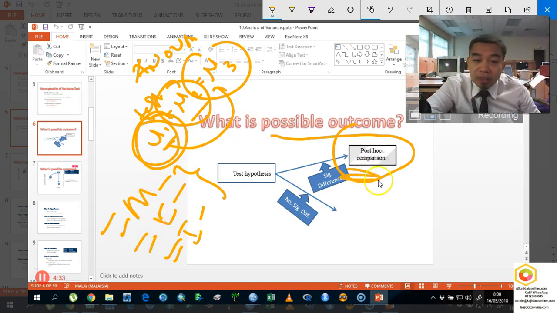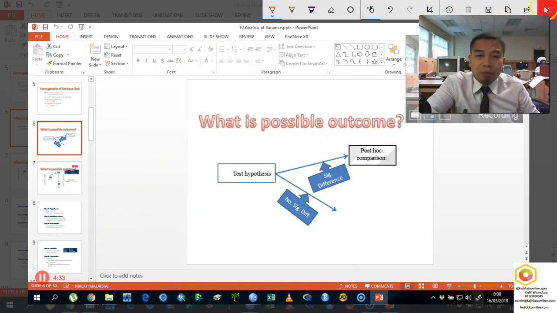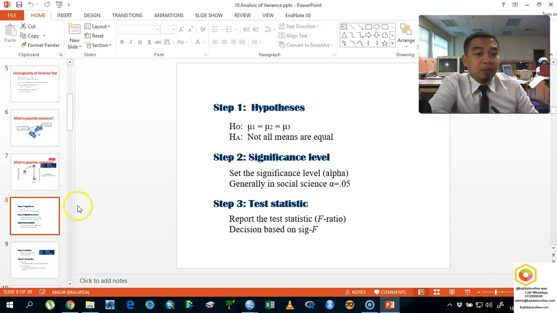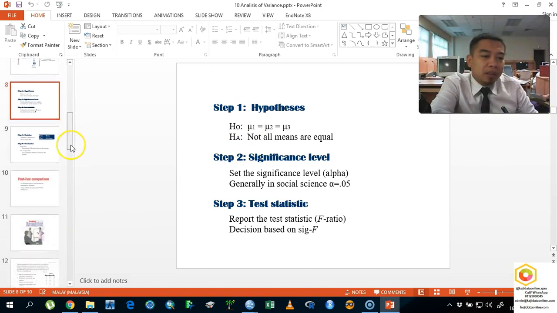But you must request for post-hoc analysis. I'm going to explain to you about the post-hoc, don't worry. Okay, the next one is the hypothesis testing. The steps are as follows. The first one, null hypothesis. The second one is alternative.